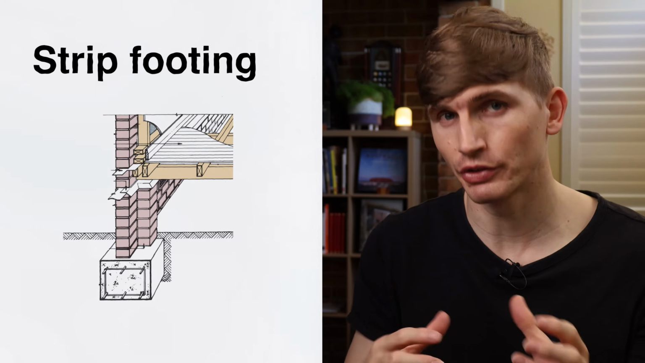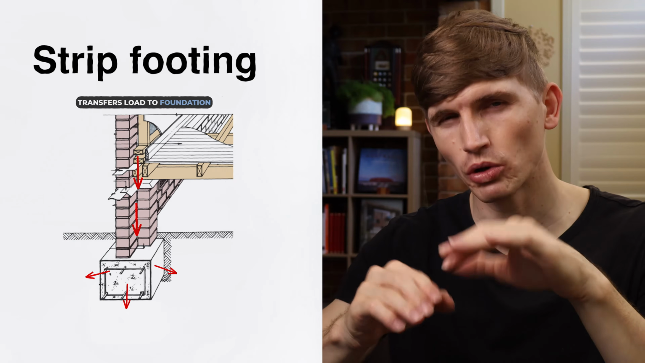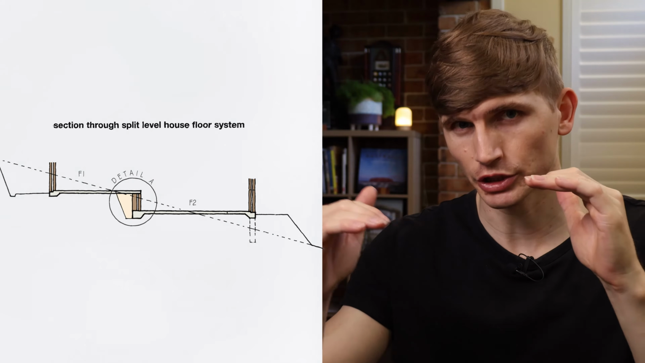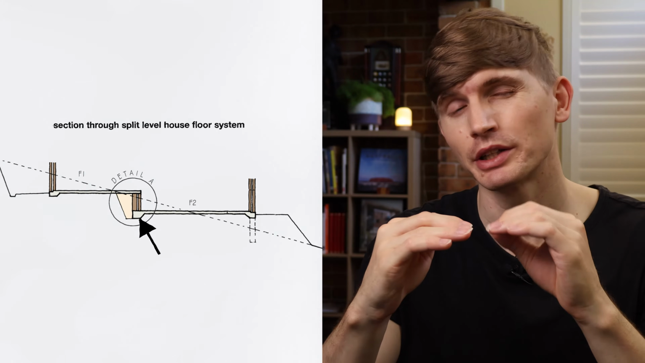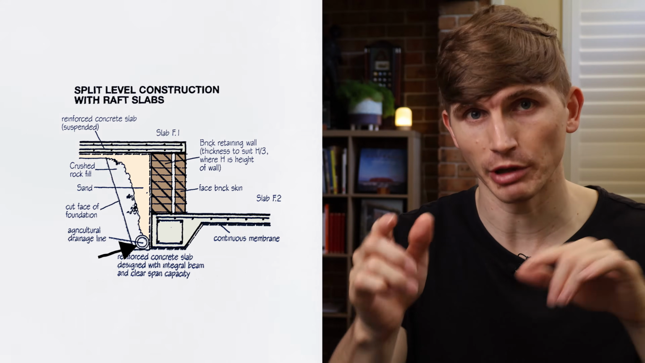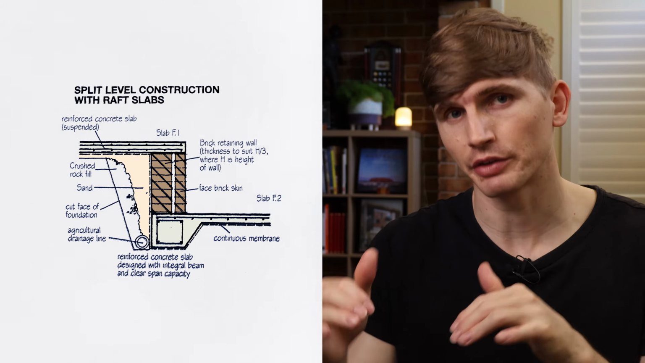So to give a quick comparison to a different system, if we think of, say, a strip footing, it distributes weight more localized to where the concrete beam is. Back to the raft slab. Now, if it's a split level construction with a raft slab being used, the area should be protected with agricultural drains so that the moisture content of the subslab area is kept as stable as possible. This is particularly important in reactive clay soils.